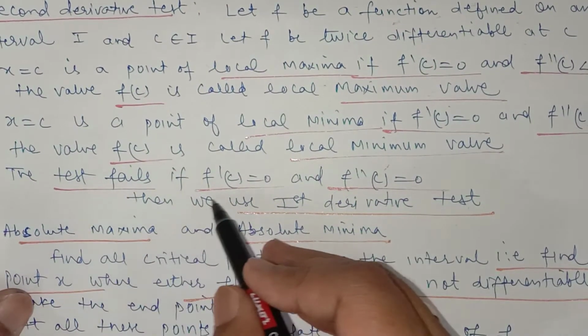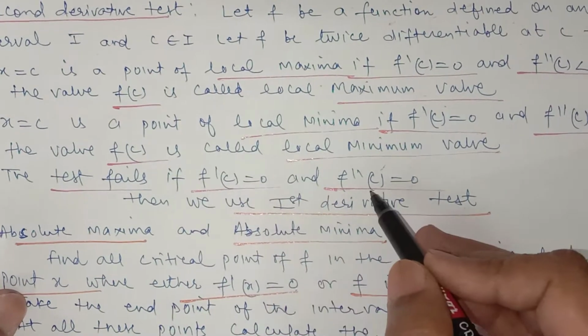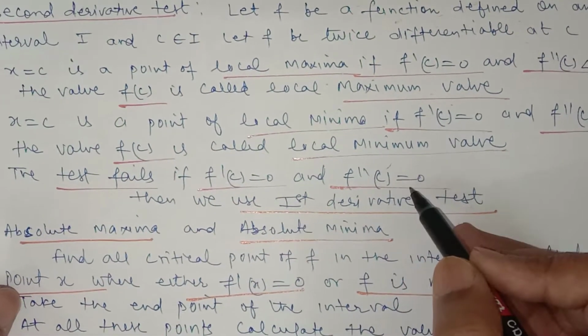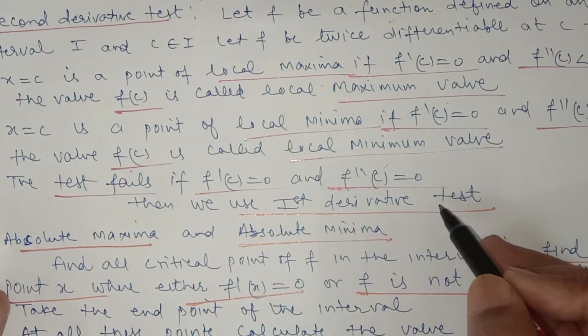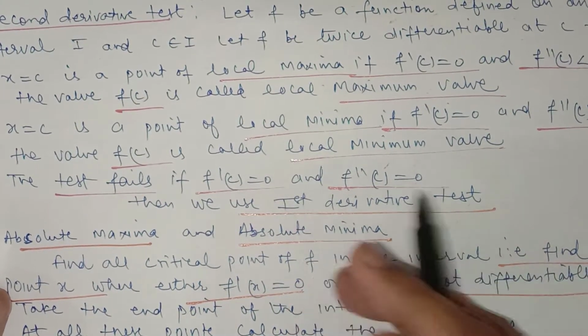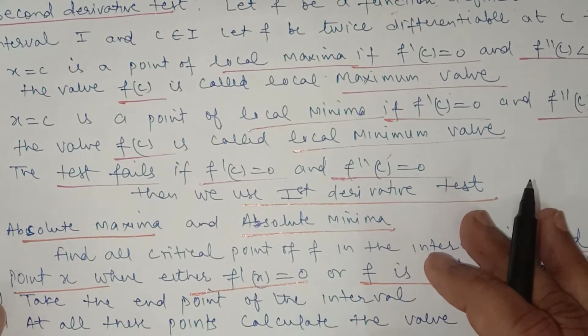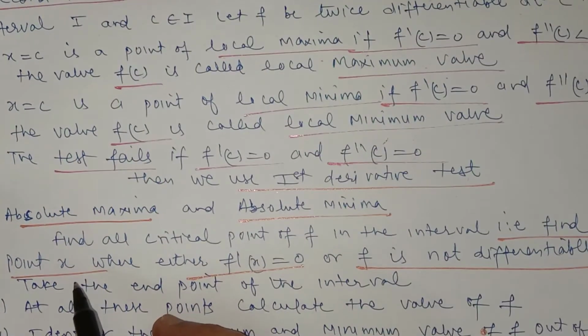Now, this test fails if the first derivative is equal to 0 and the second derivative is also 0 at point C. Then we use the first derivative test to check the maxima and minima, as we have done in the starting of this lecture.